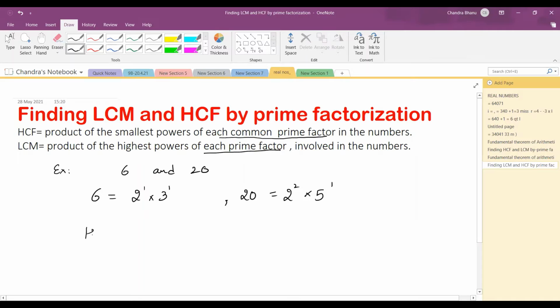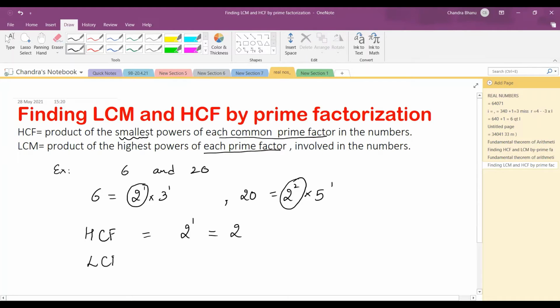Now, HCF. HCF says it is the smallest power of each common prime factor. Look at the prime factorization of both these numbers. Who are the common factors here? The common factor is only 2, and I need the smallest power of that. That means I need to check, out of these common factors, what is the smallest power? The smallest power is 1. So my HCF is 2.